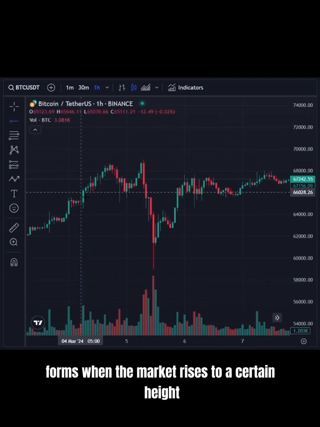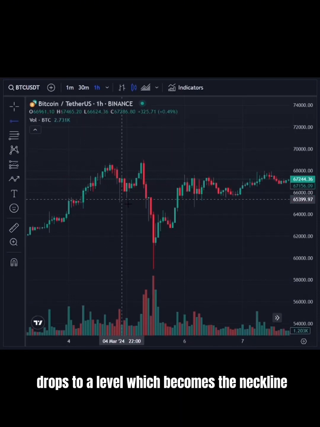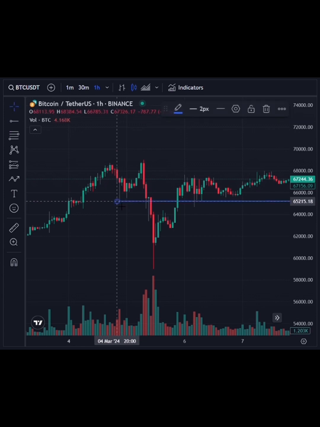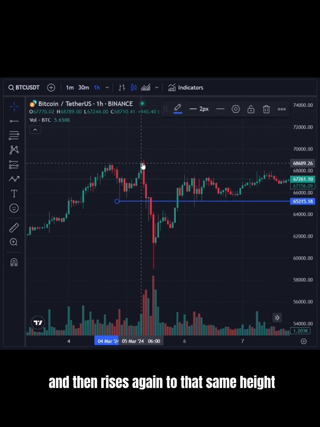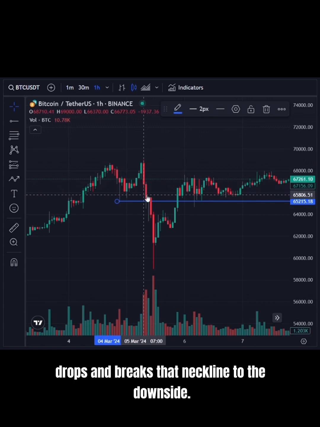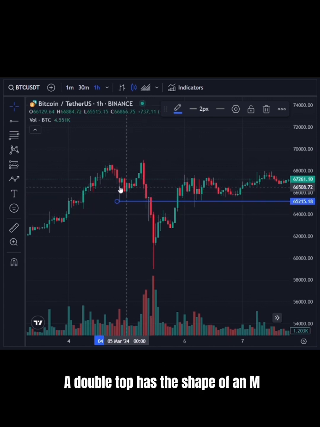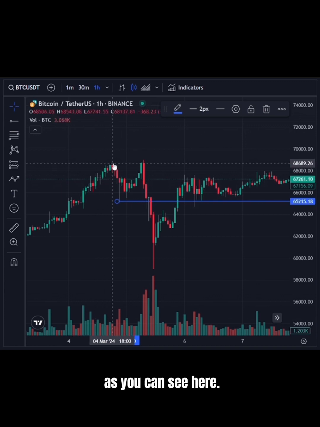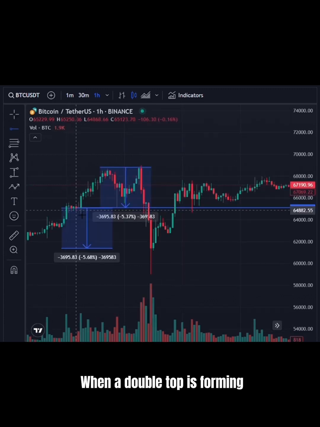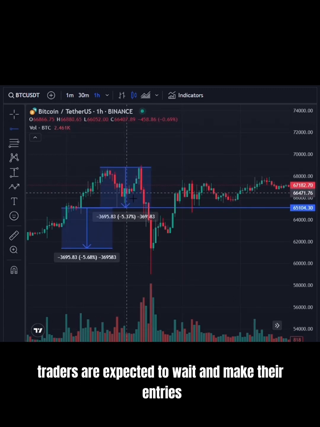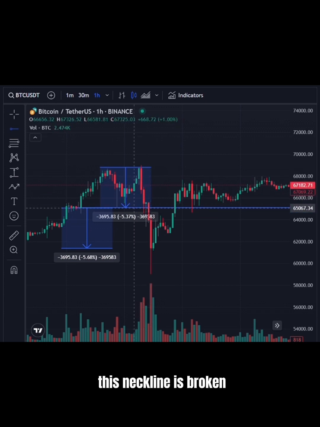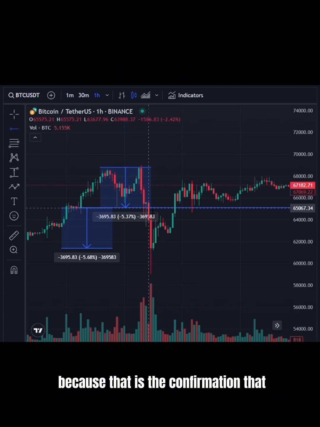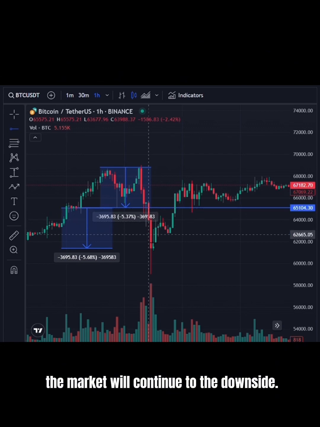A double top forms when the market rises to a certain height, drops to a level which becomes the neckline, and then rises again to the same height, drops and breaks that neckline to the downside. A double top has the shape of an M, as you can see here. When a double top is forming, traders are expected to wait and make their entries immediately this neckline is broken, because that is the confirmation that the market will continue to the downside.